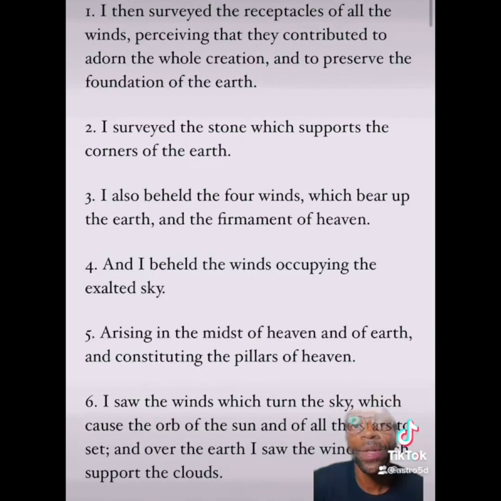Now, switching gears and going back to chapter 18 of the Book of Enoch. Verse 3, I also beheld the four winds, which bear up the earth in the firmament of heaven. And I beheld the winds occupying the exalted sky, arising in the midst of heaven and earth, and constituting the pillars of heaven. I saw the winds which turned the sky, which caused the orb of the sun and all of the stars to set, and over the earth I saw the wind which supports the clouds. It's a lot about winds.